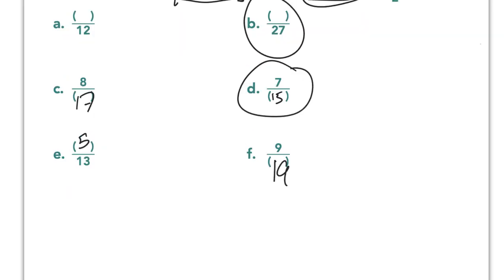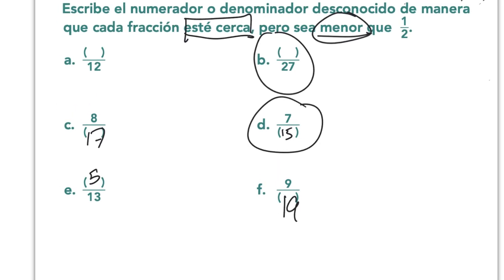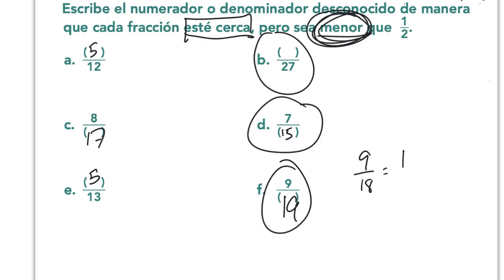Alrighty, guys, so these are some of our answers. The top one, A, is pretty easy because I know what's half of 12? It's 6, but I need less than that. Okay, less would be a 5, so that would be a 5 right there. Okay. 9 over 19. Okay, why did I pick 19? Well, because I know that 9 over 18 is 1/2.